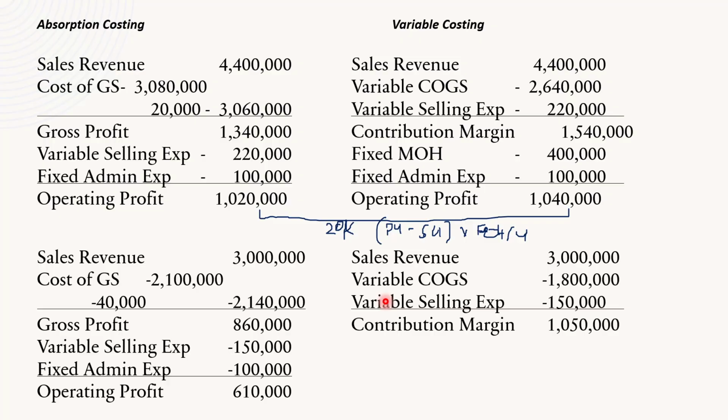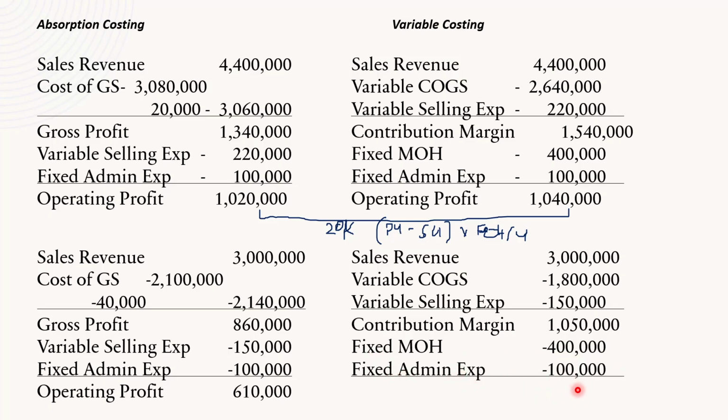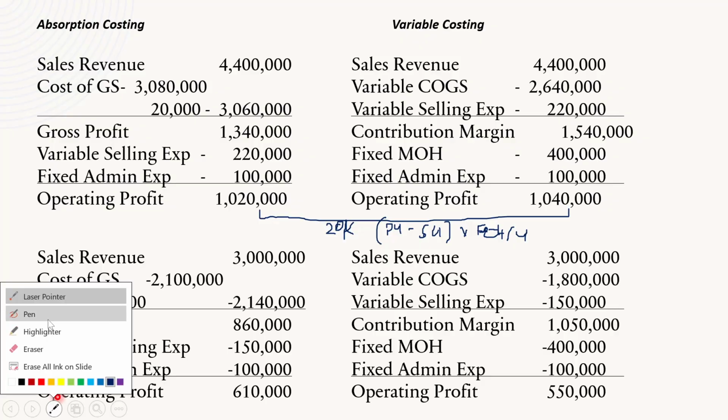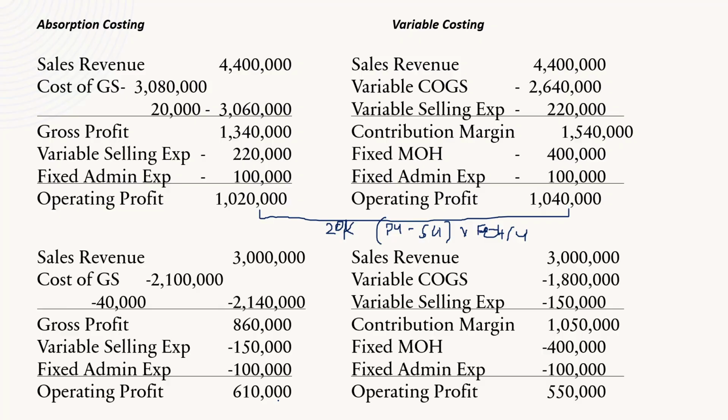Again, walang kinalaman yung volume variance kay variable costing. The next things to be deducted are the fixed expenses. As calculated, the fixed manuf overhead must be based on normal capacity, 400K. Fixed admin expenses also based on normal capacity, 100,000. Operating profit is 550,000 under variable costing. So there you go.